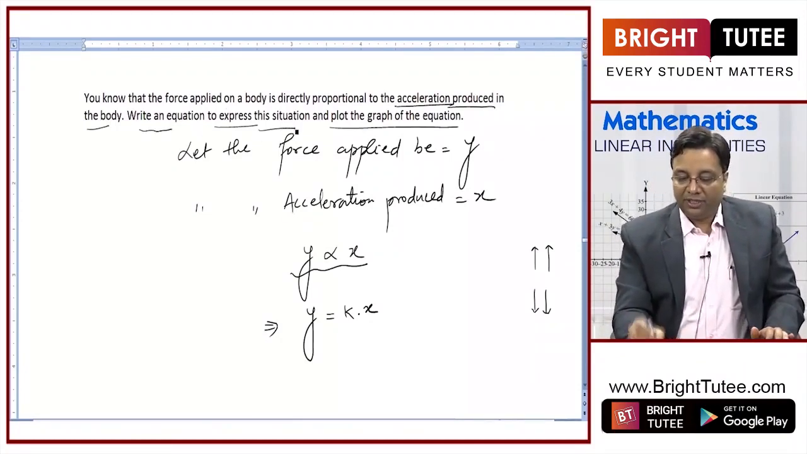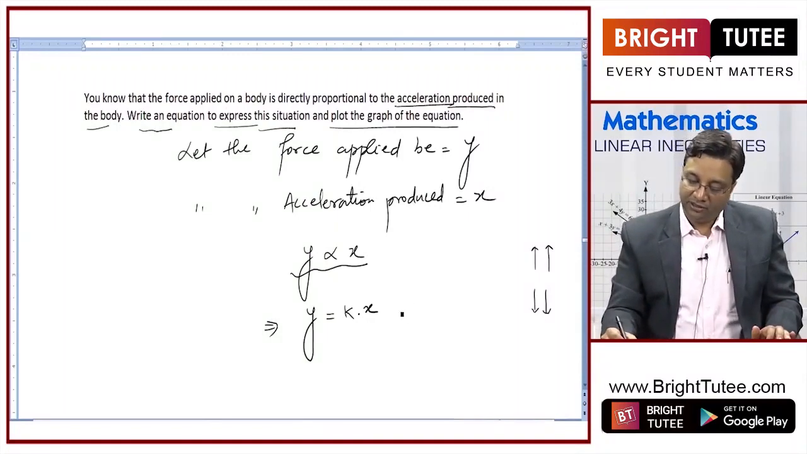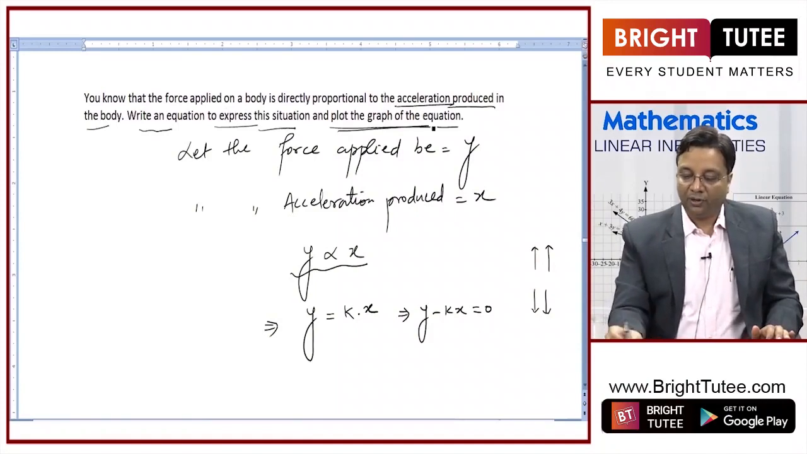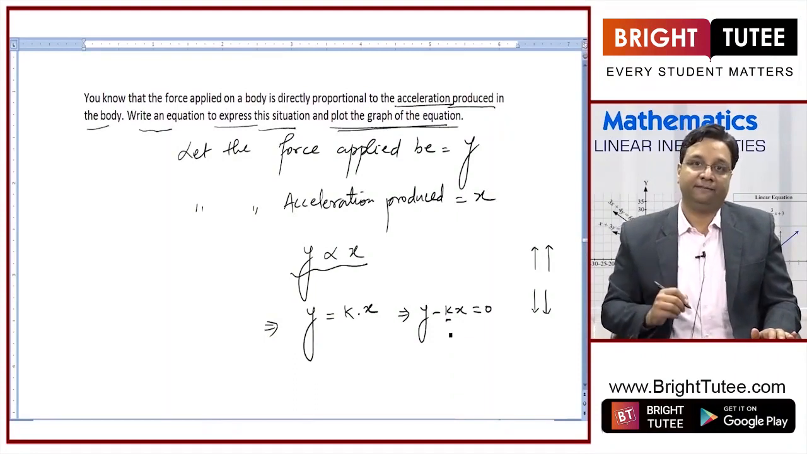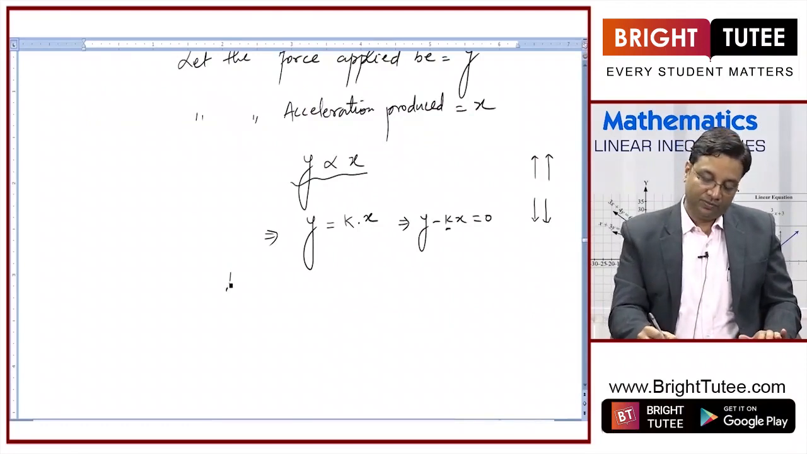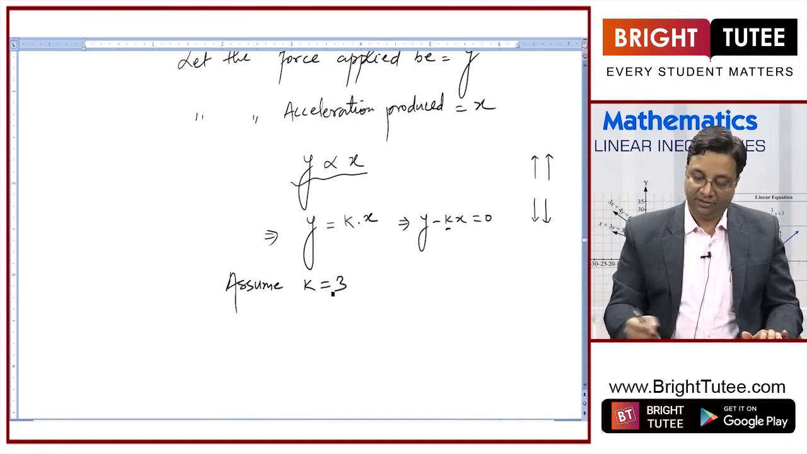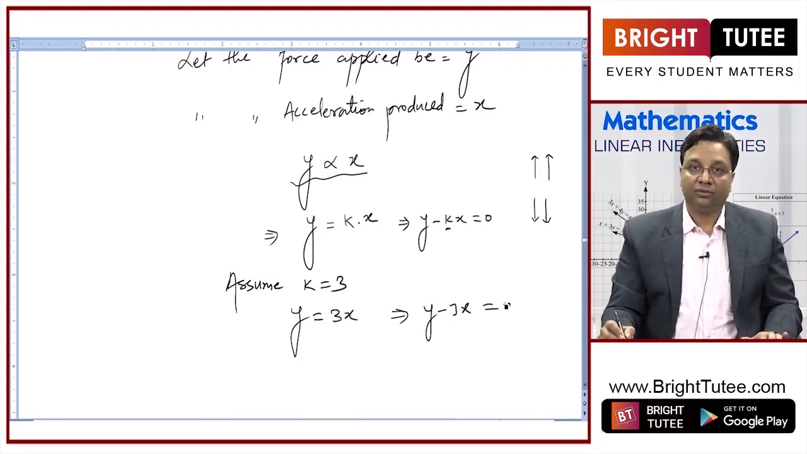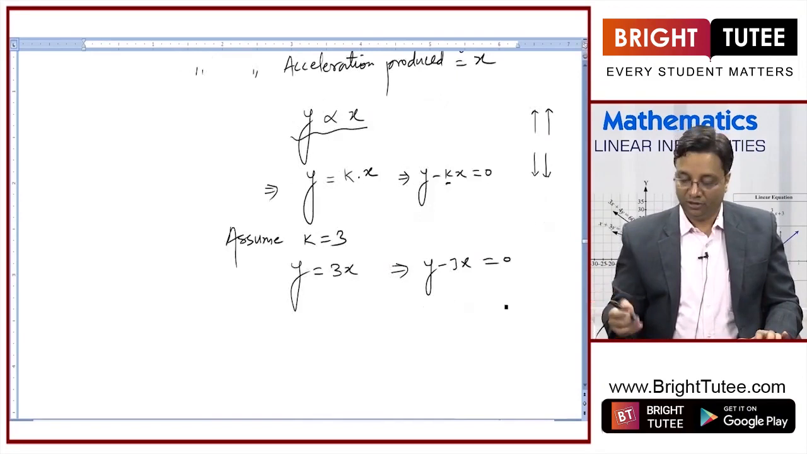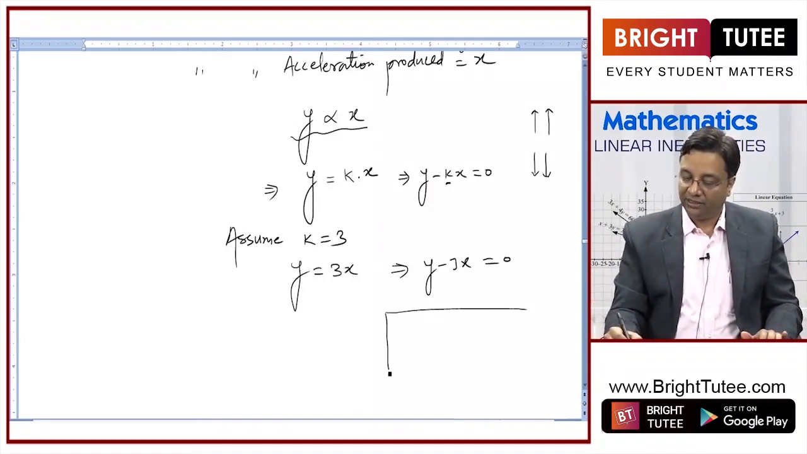Write an equation to express this situation. So this is the equation. So you can write it in this form: y minus kx equals 0, and plot the graph of the equation. Now until and unless I know the value of k, I cannot draw the exact graph, right? So we can assume certain value of k to draw this graph. Let us assume k to be equal to 3, then y will be equal to 3x, hence y minus 3x is 0, or we can say 3x minus y is equal to 0.